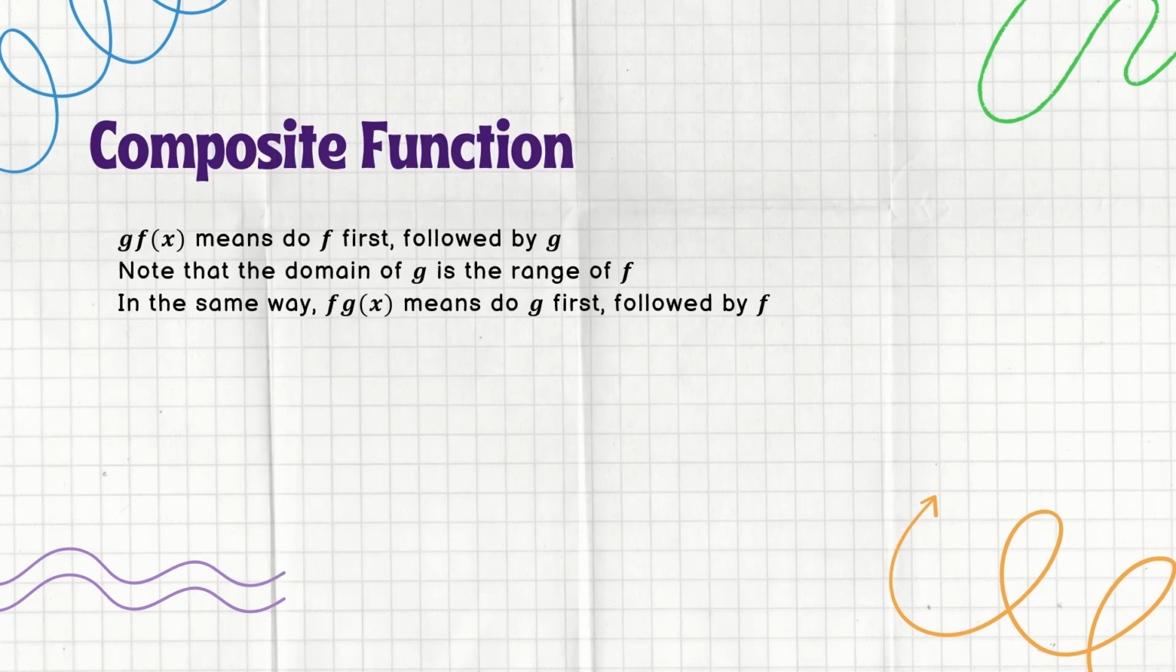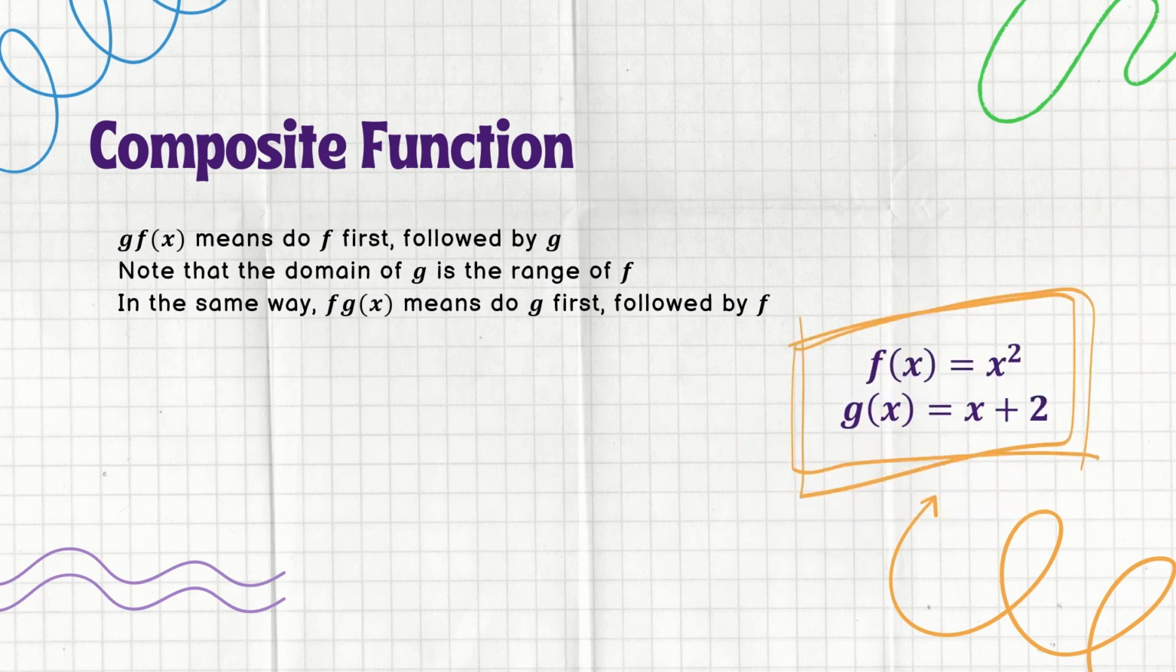g of f of x is usually written without the square brackets as gf(x). gf(x) means do f first, then followed by g. Note that the domain of g is the range of f. In the same way, fg(x) means do g first and then followed by f.